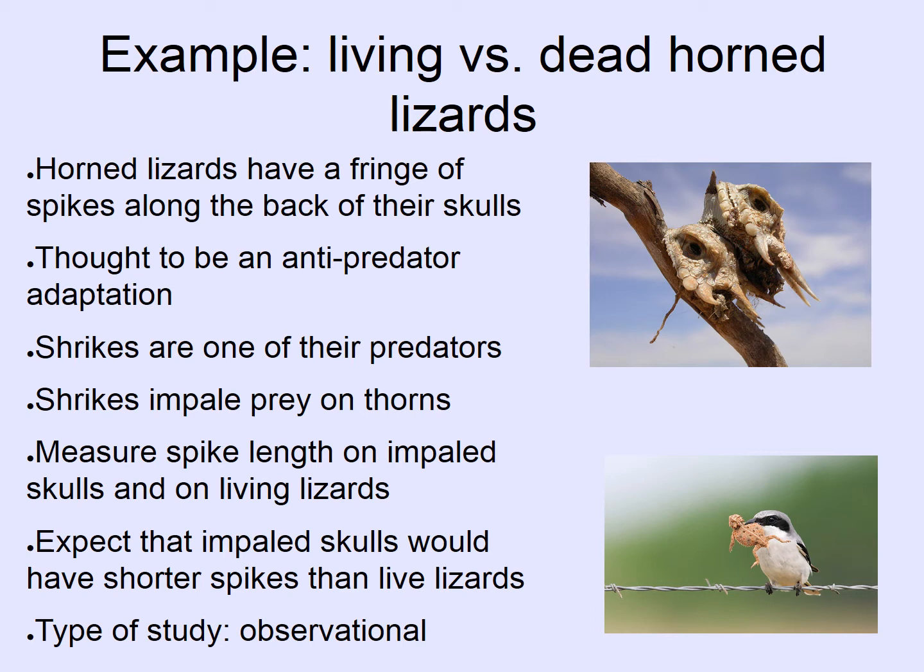So what they think might be happening is that the longer your horns are as a lizard, the more likely you are to escape predation. So we think that the impaled skulls, the ones they find that have been eaten, probably have shorter spikes than the living lizards. So notice, this is an observational study. We're not tweaking anything.